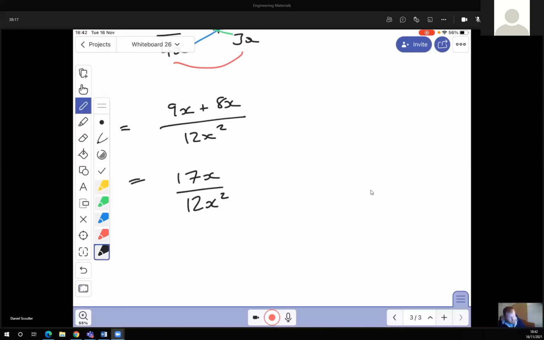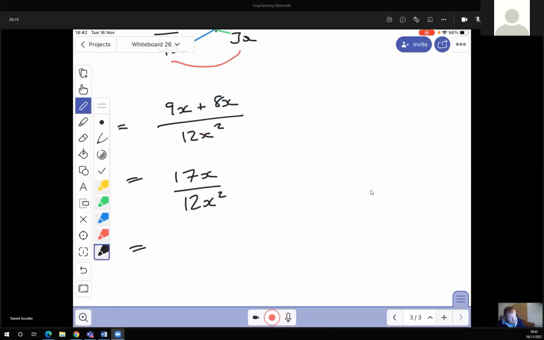Done one similar to this in regards to we can cancel out the x's. Okay, so remember, if you're unsure, just look at the index rules. But essentially we can cancel out that x, cancel away that power. Okay, so simplest that can be is 17 over 12x.